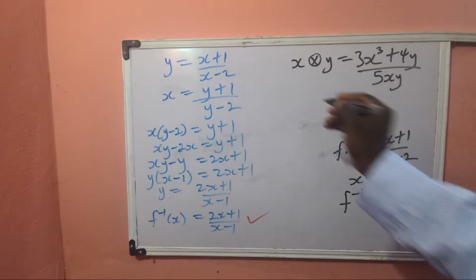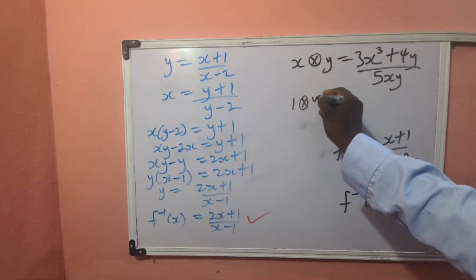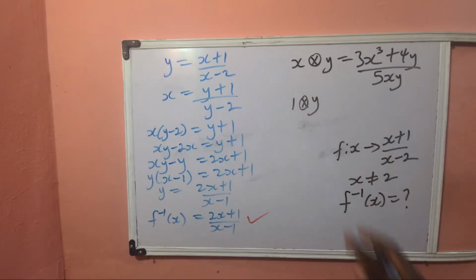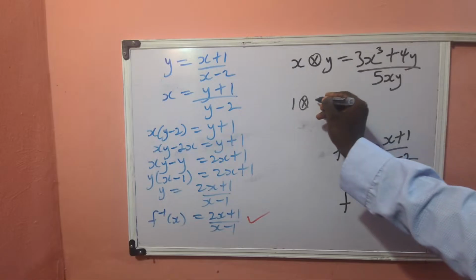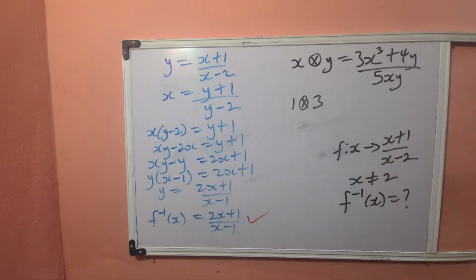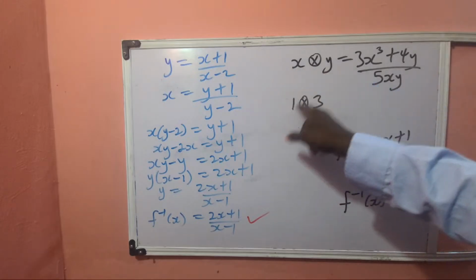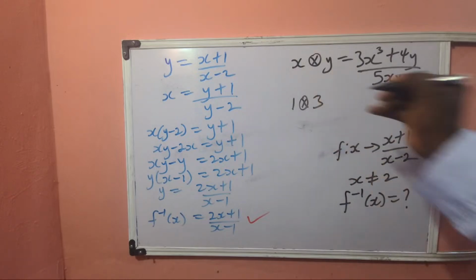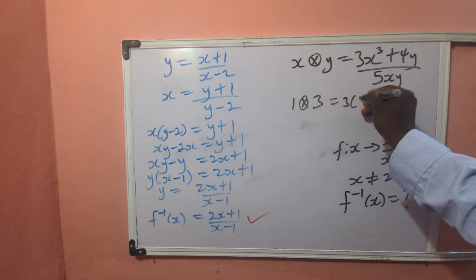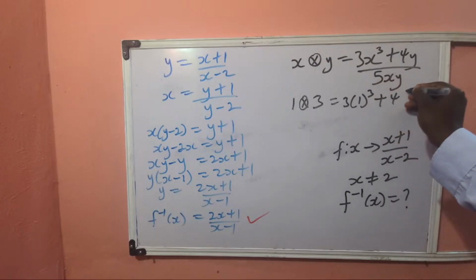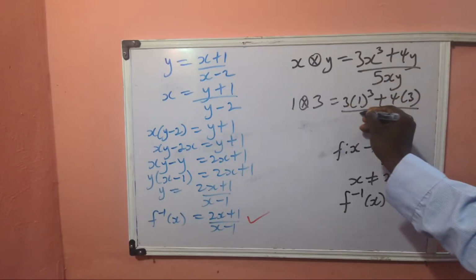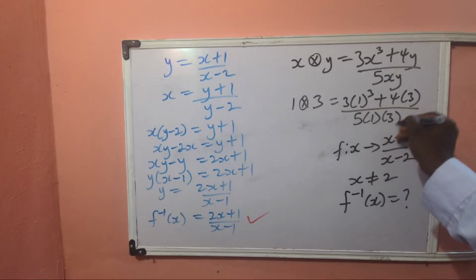We are told to evaluate 1 binary operation 3. I believe this should be like a 2 seconds question. You should get the answer in like 2 seconds. Of course, the meaning of this is wherever you saw x, put in 1, wherever you saw y, put in 3. So what we have here is 3 into bracket 1 cube plus 4 into bracket 3 over 5 times 1 times 3.